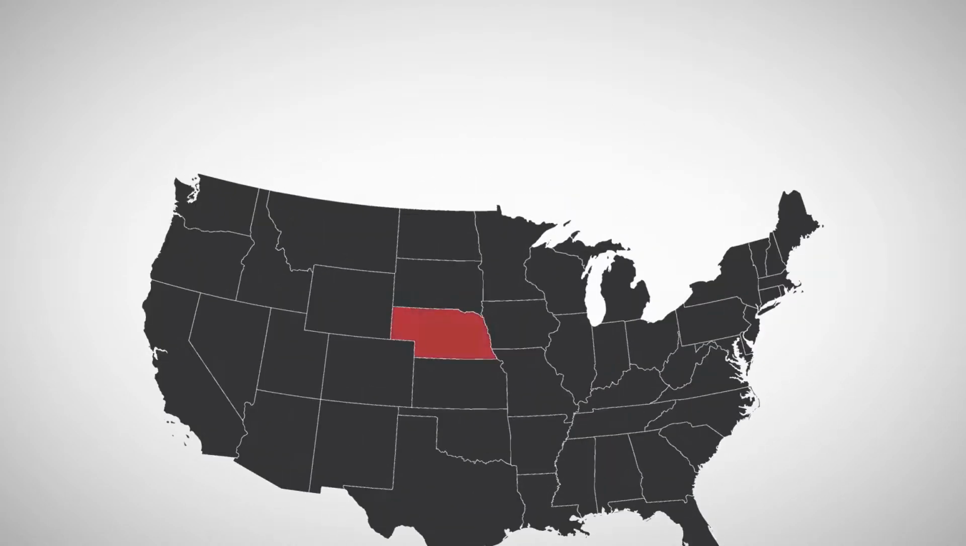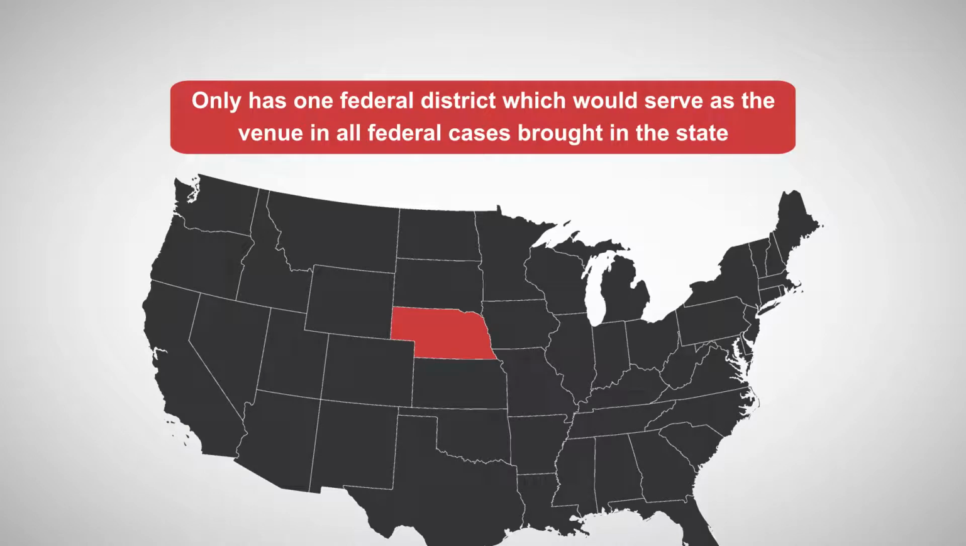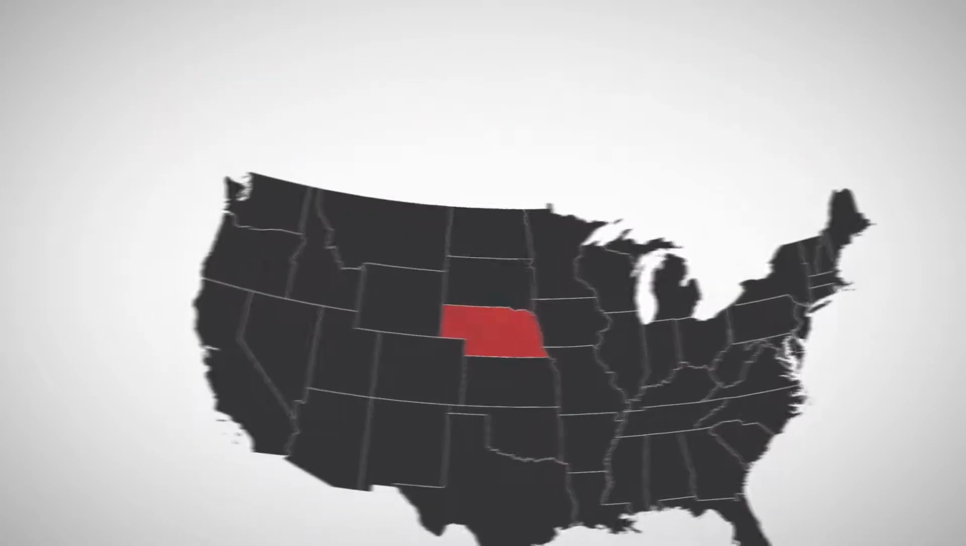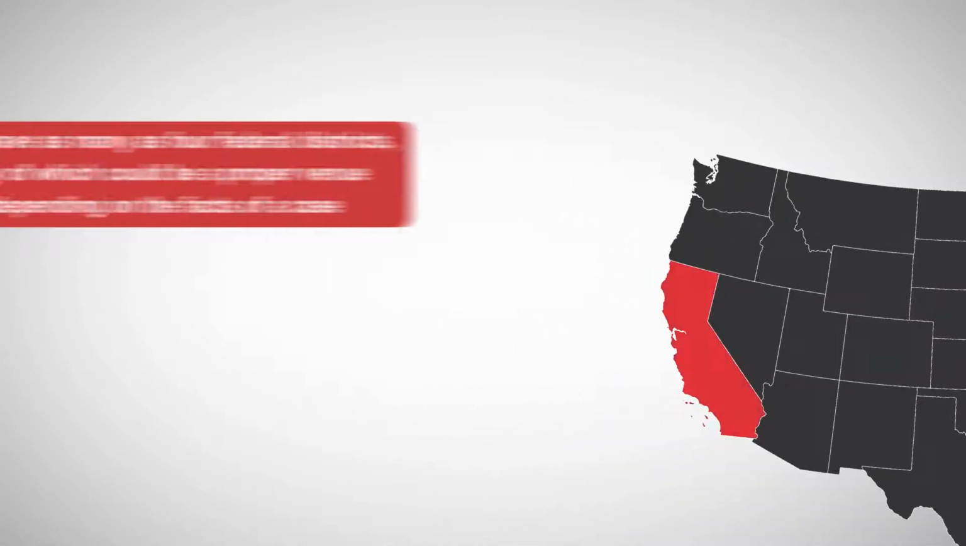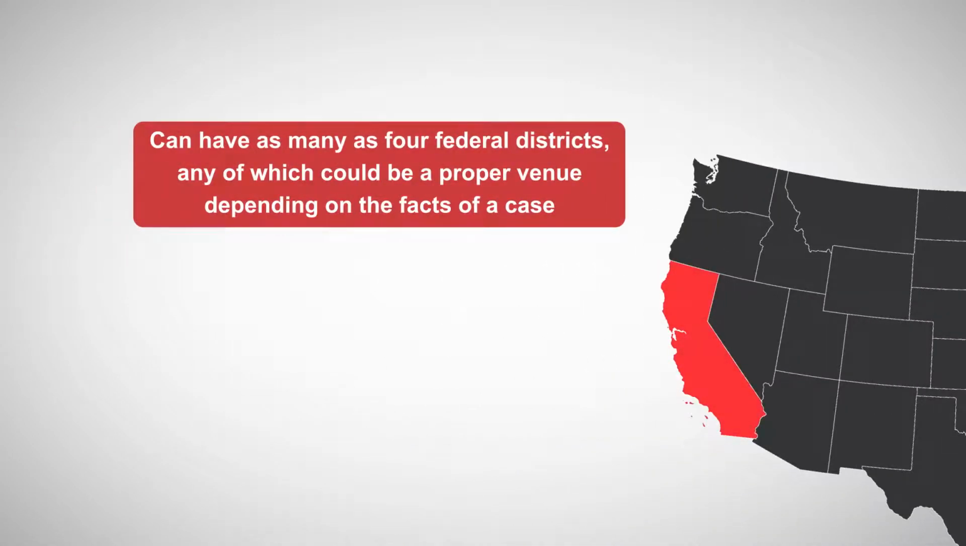Some states, like Nebraska, only have one federal district, which would serve as the venue in all federal cases brought in the state, while other states, like California, can have as many as 4 federal districts, any of which could be a proper venue depending on the facts of the federal case.